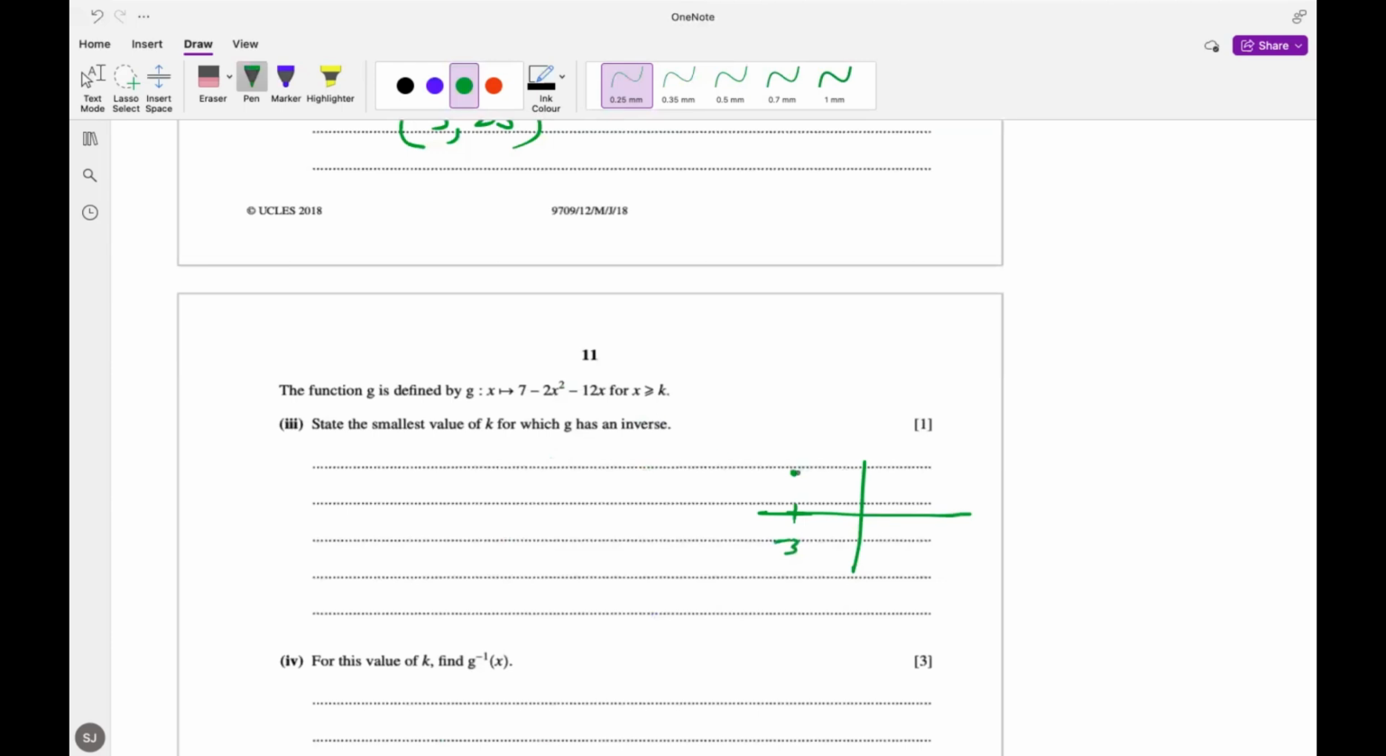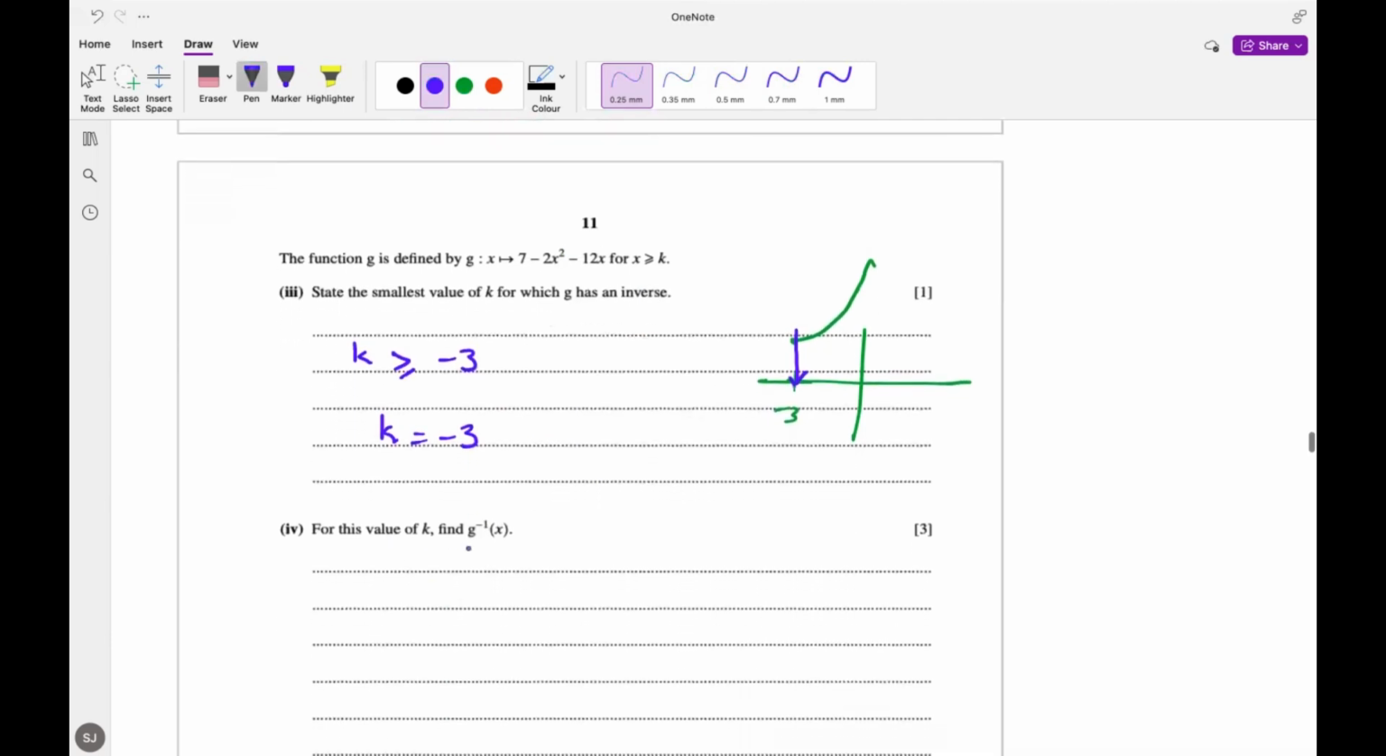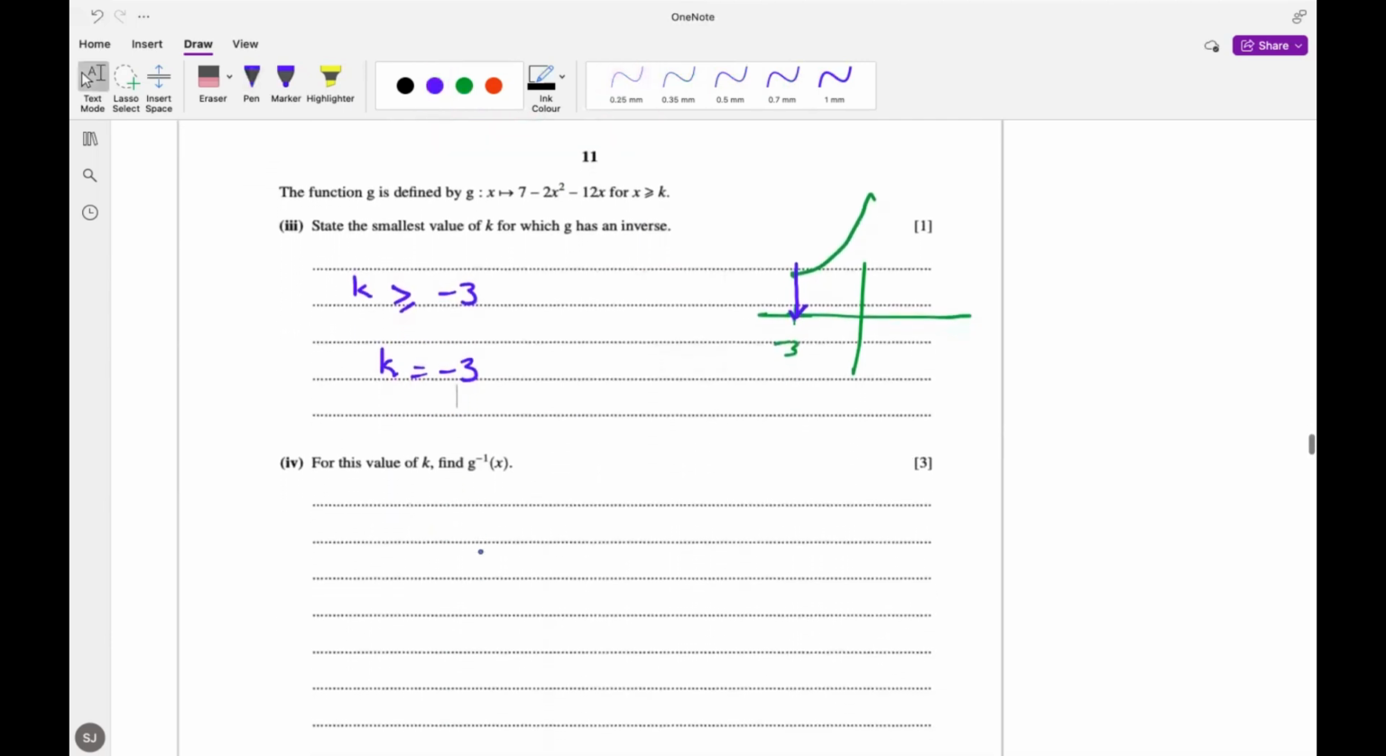And as x is greater than or equal to k, it means that the smallest value for which the function can be a one-to-one function will be minus 3. So the value of k will be greater than or equal to minus 3, or we can just say the value of k will be equal to minus 3. For this value of k, we have to find g inverse of x.